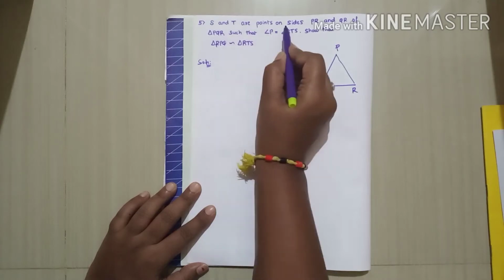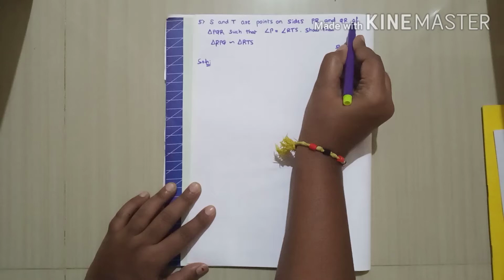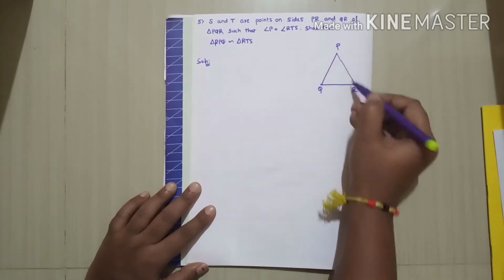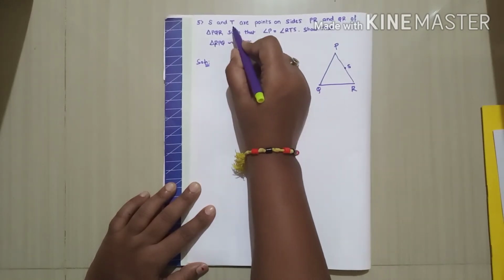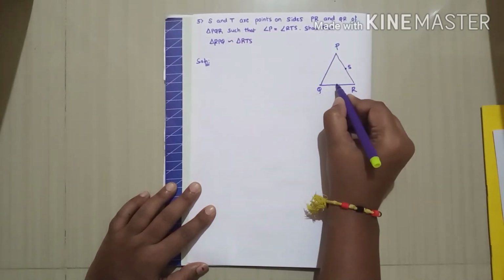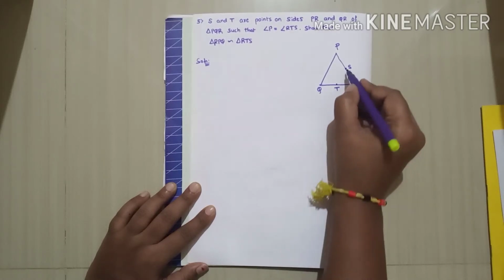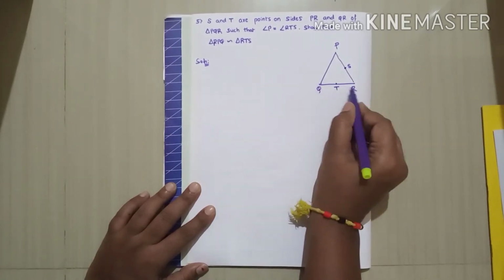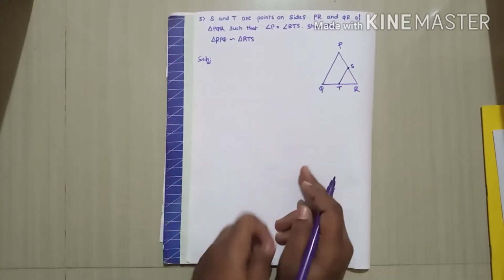S and T are points on sides PR and QR. S is a point on the PR, and T is a point on the QR. T if you take here, and you have to join this because we want to get the triangle RTS. RTS means you have to join this. This is the diagram we have here.